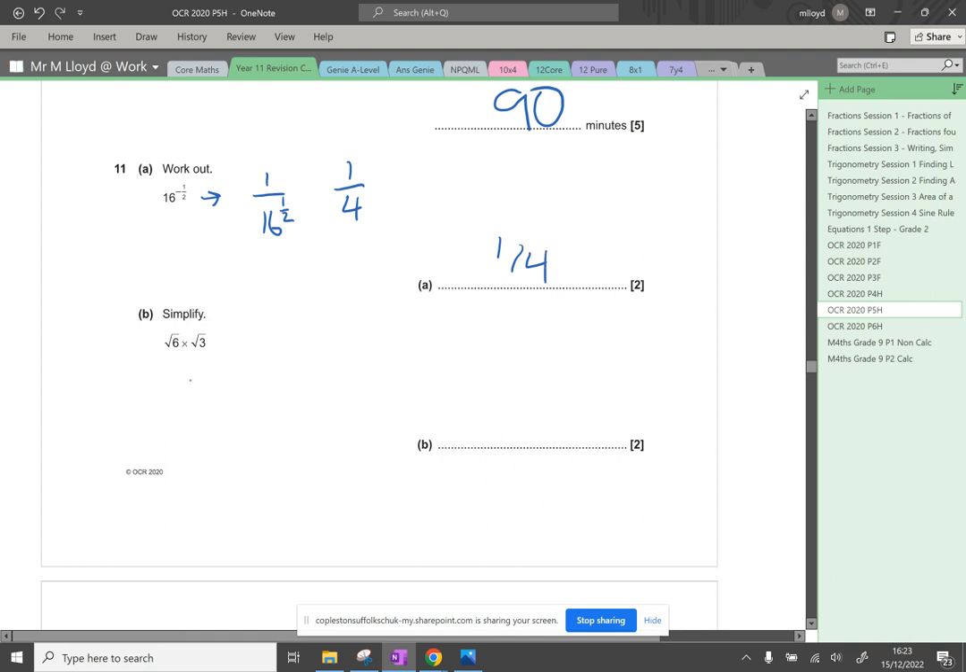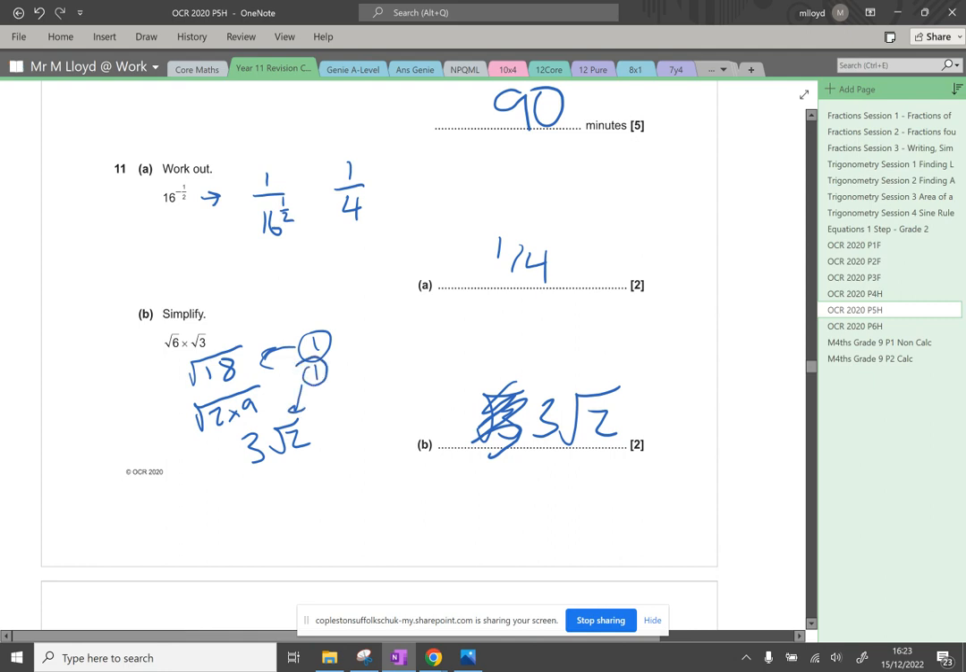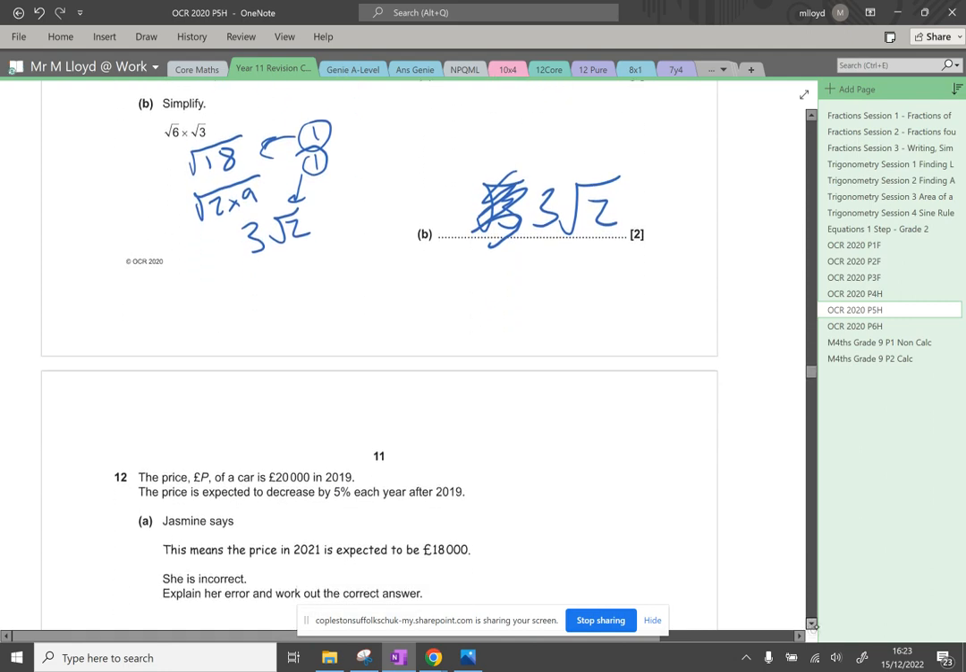Simplify root 6 times root 3. That makes root 18. Doesn't stop there because that could be root 2 times root 9. Square root of 9 is 3, so 3 root 2. Oh, I wrote that wrong way around. And that bit there is probably worth 1, and that's the second mark.